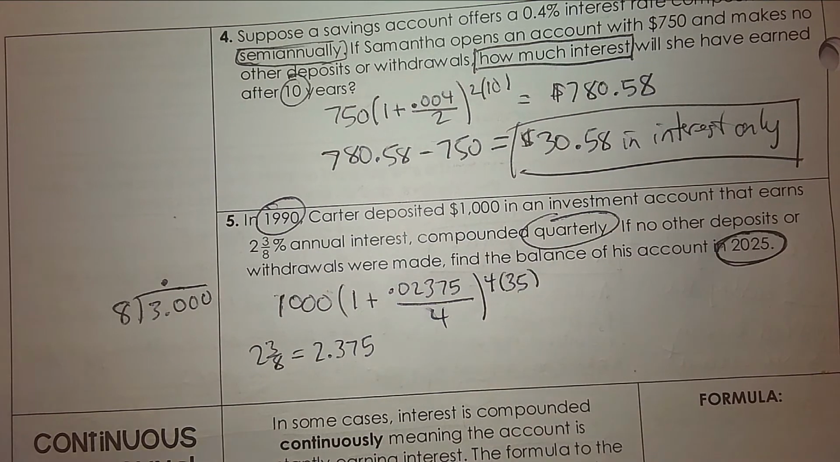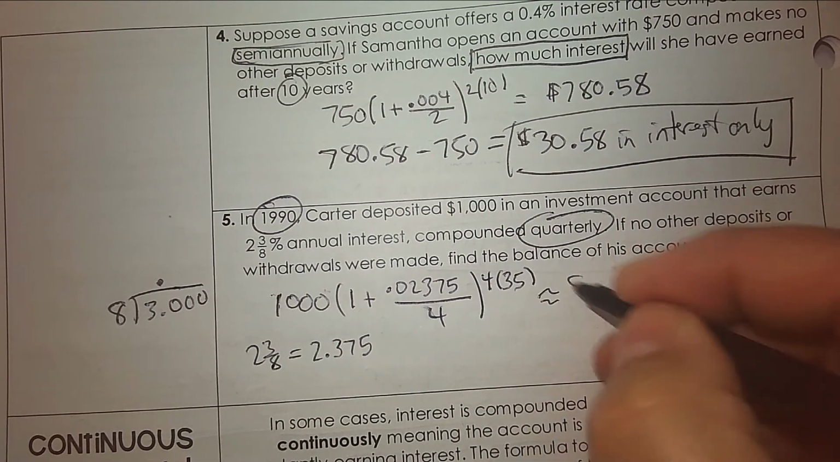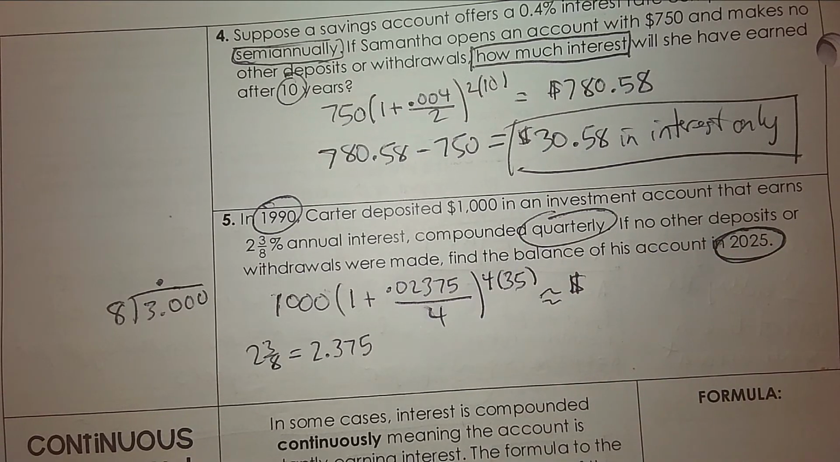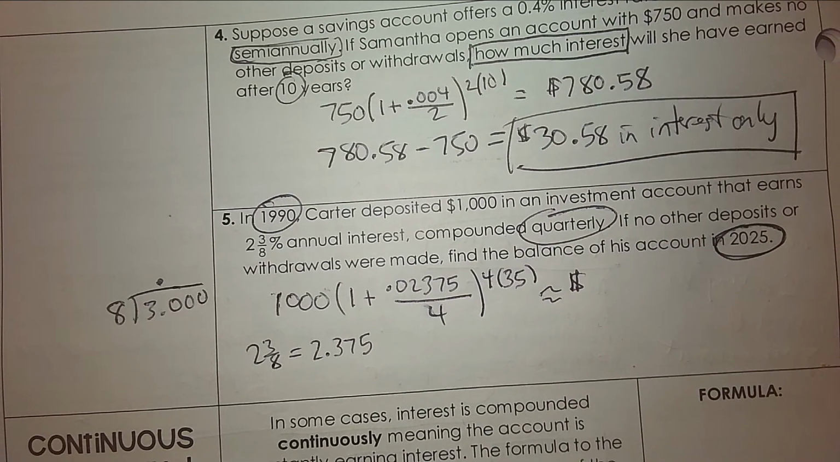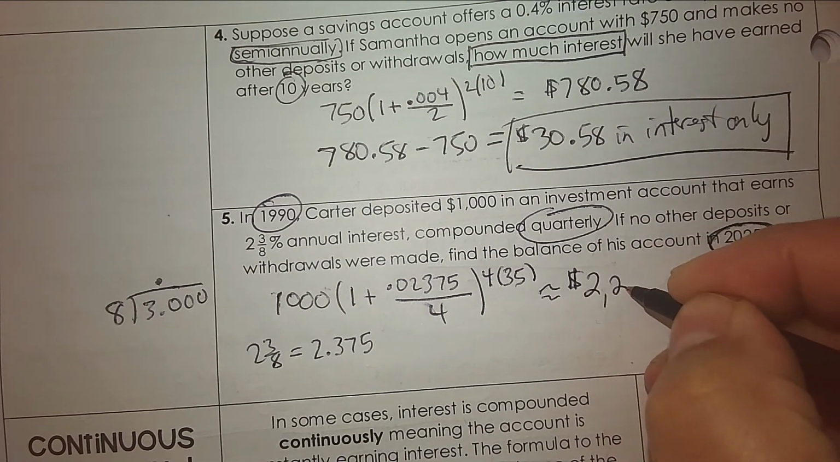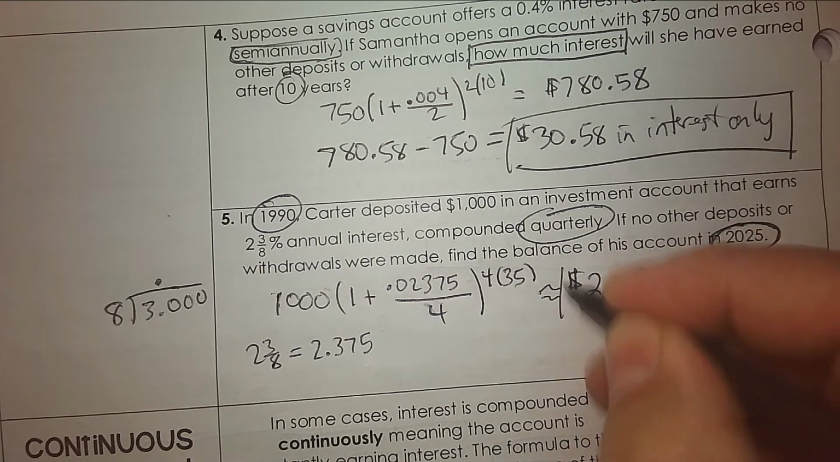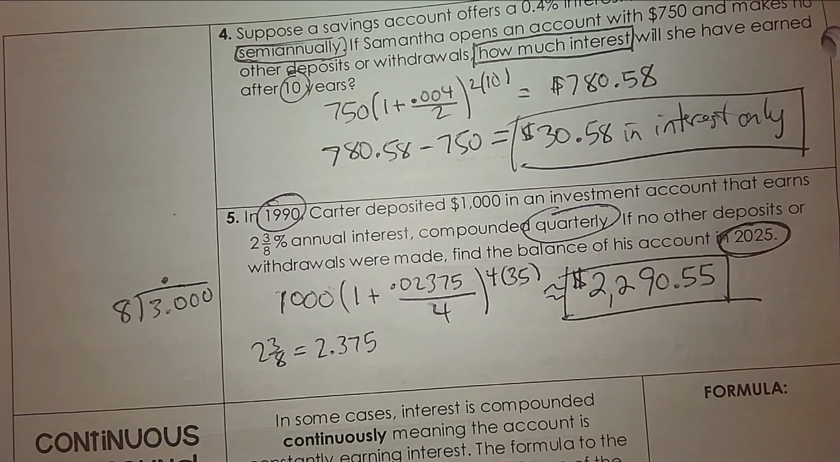All right. Let's use your calculator now. And you get $2,290.55. Did you get that on your own?